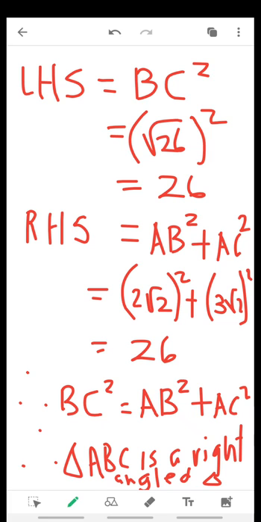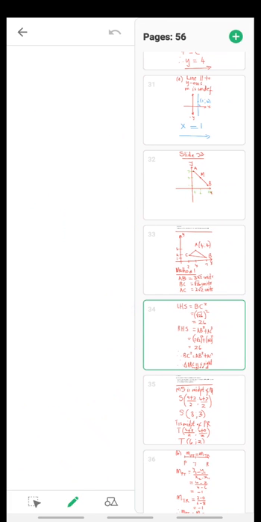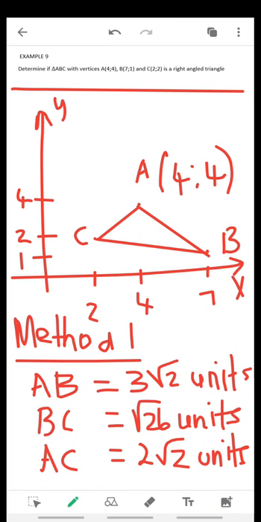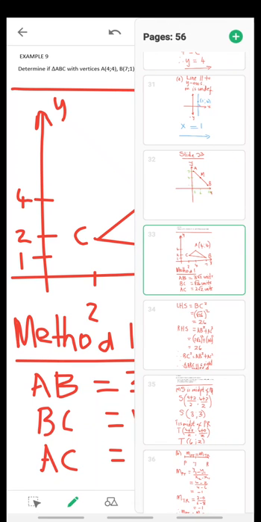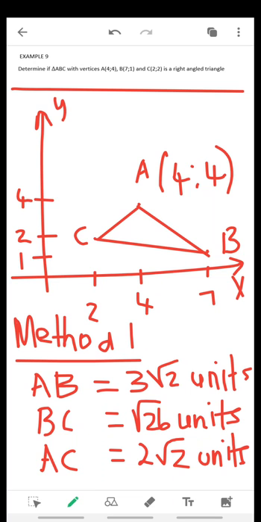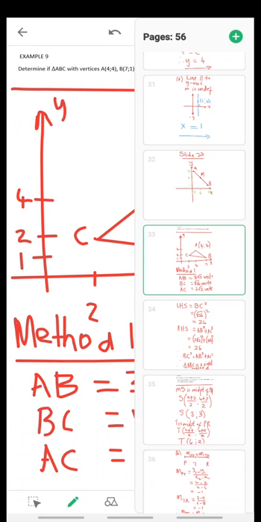Okay. I would also say the gradient of AB multiplied by the gradient of AC. And I noticed that when I multiply the two gradients, they are giving me -1. What can you tell? This then means that my angle A is 90 degrees. Okay, please do that as method number 2.